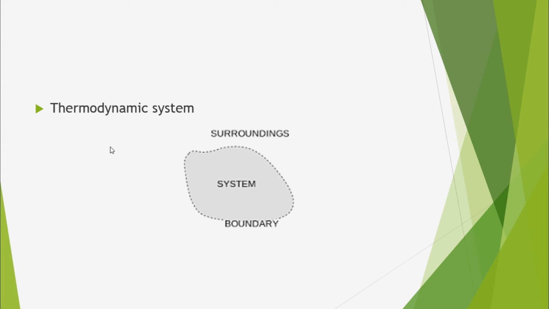Thermodynamic system. The thermodynamic system may be defined as the definite area or space where thermodynamic processes are taking place. It is the region where we pay attention or focus for studying thermodynamic processes. The remaining area with partition, that is boundaries, is called the surroundings. The surroundings and system are separated by a boundary. Please refer to this figure for better understanding.